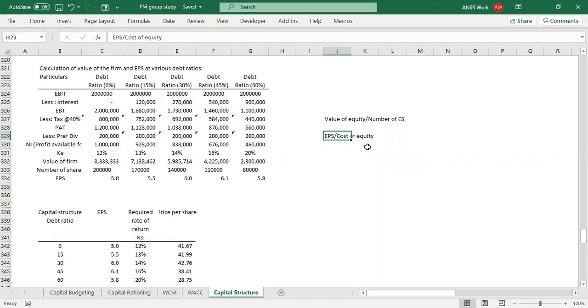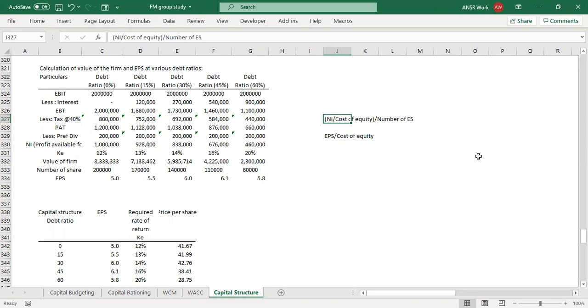Now, both of these are not different. Both are the same if you look into the value of equity for a bit. How did we calculate value of equity? We did net income divided by cost of equity, isn't it? Yes, net income divided by cost of equity.